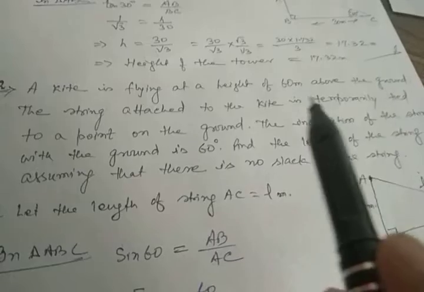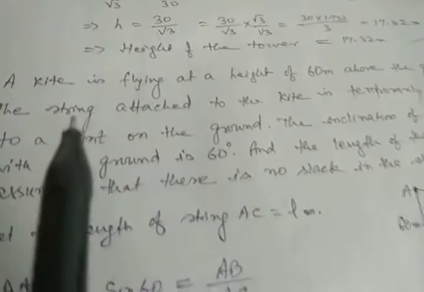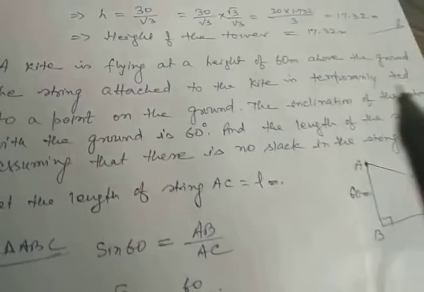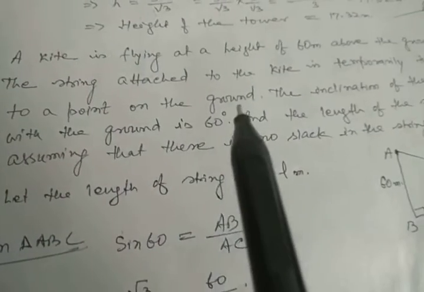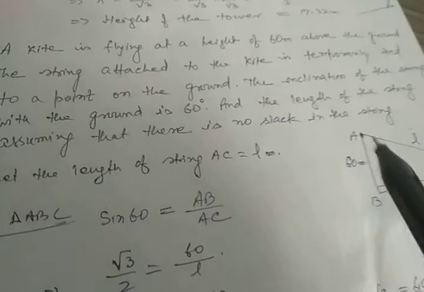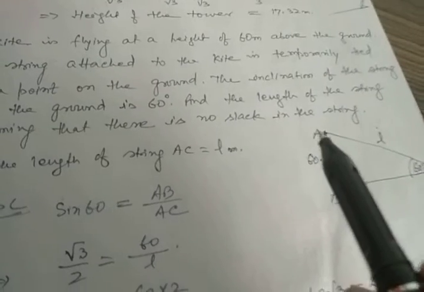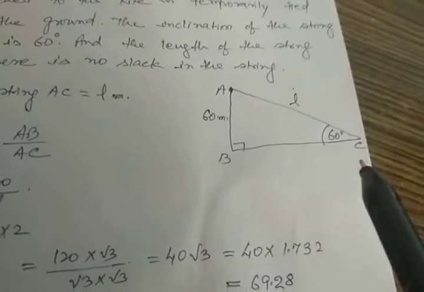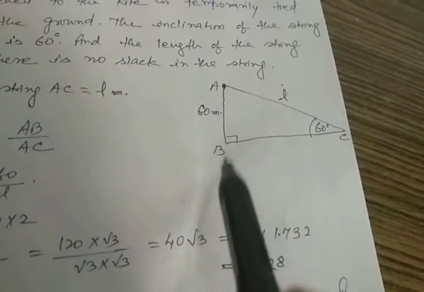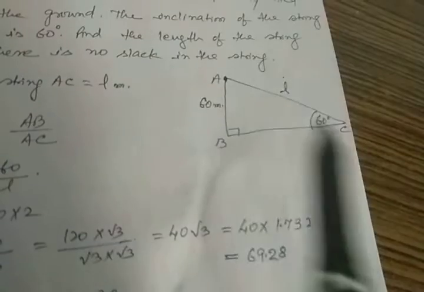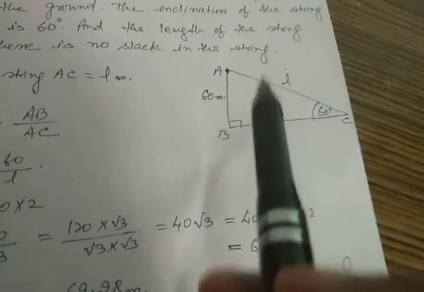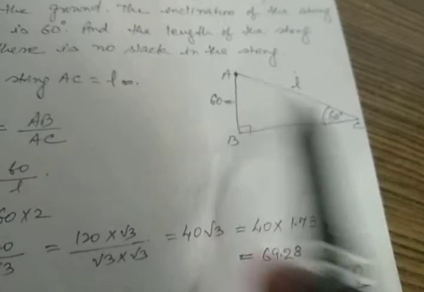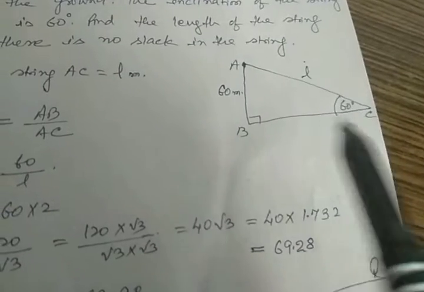See another example. It says a kite is flying at a height of 60 meter above the ground. The string attached to the kite is temporarily tied to a point on the ground. I mean, this is your kite, and the string attached to the kite is tied here at the point on the ground at C. Okay, so this is the 60-meter height of the kite, and the length of the string we suppose is L. And this kite makes an angle of elevation, how much? 60 degree here.